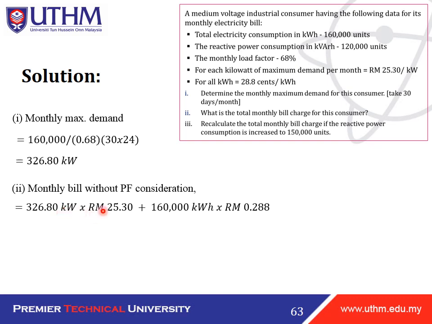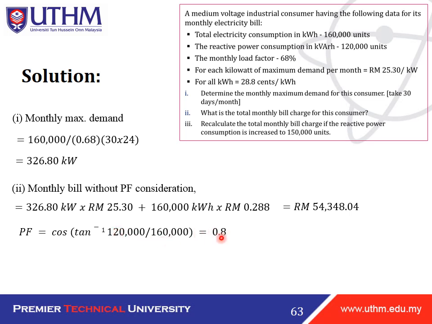326.8 kilowatt, which is the monthly maximum demand, times the rate of the maximum demand for each kilowatt, 25.3, plus the total electricity consumption, 160,000 kilowatt hours, times the rate for all kilowatt hours, which is 28.8 cents. Okay, so we got the total bill without power factor consideration is RM54,348.40. And then using the power triangle, we get a new power factor.